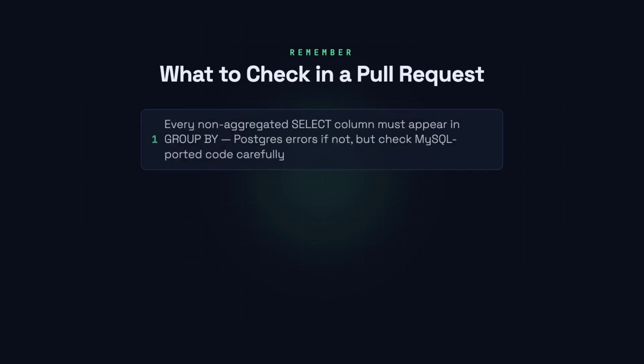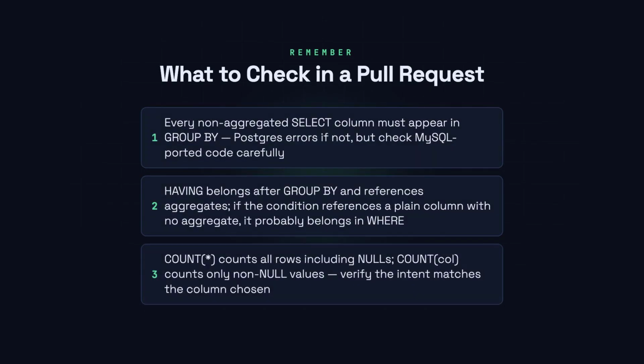Three things to flag in review. A non-aggregated select column absent from group by, a plain column filter mistakenly placed in having instead of where, and count on a nullable column when count star was the real intent. Spot any of these, and you have caught a real bug.